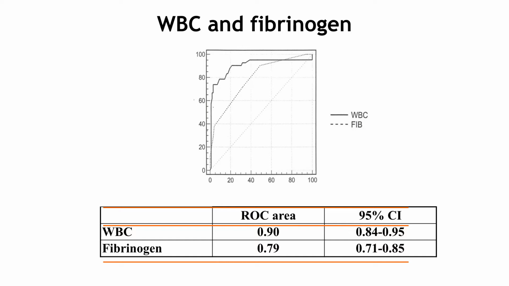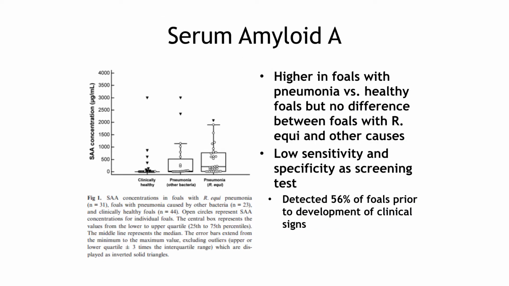And this curve here is looking at... an ideal test would go straight up the left axis and straight across the top. The white blood cell count is the solid black line, fibrinogen's the dotted line. So in this study, the white blood cell count did a little bit better than fibrinogen. So let's talk about SAA.